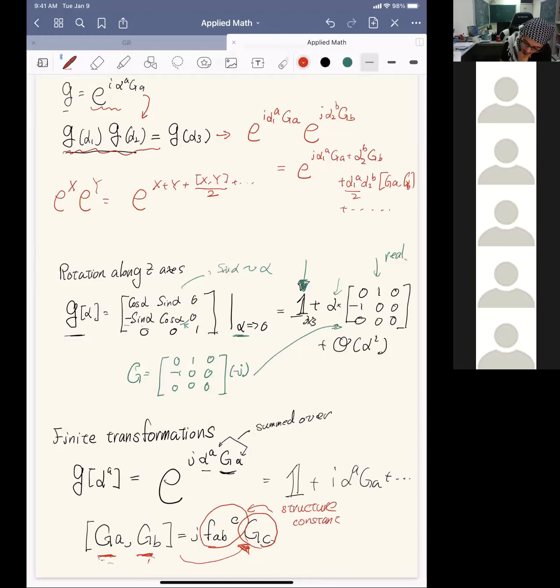Now remember, what is the requirement? The requirement is that the result of two transformations should still be the same type of transformation. So that means it should still be written as G. But you know that G is written as an exponential with linear combinations of your generators. So that means that all of these things on top of your exponent have to be linear in your generator.